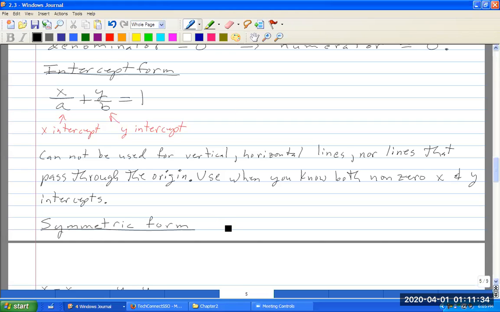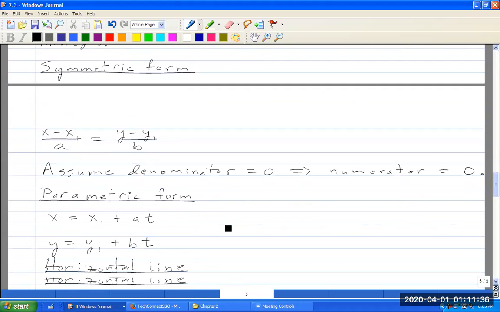Next, the symmetric form for the equation of a line. It's almost identical to the 2-point form for the equation of a line. It's just (x minus x1) over a equaling (y minus y1) over b. And again, if I'm dividing by 0, then I must have that my numerator is identically equal to 0.